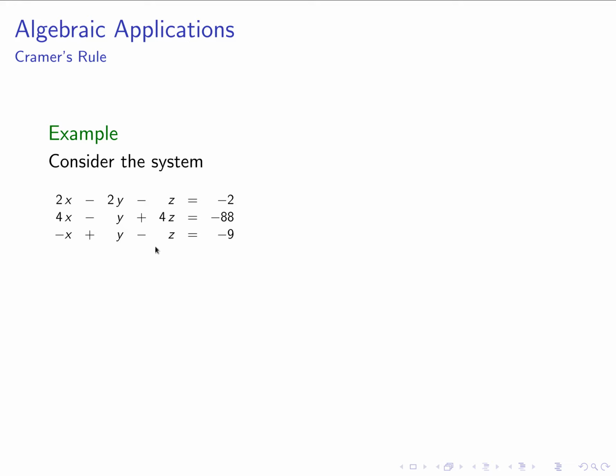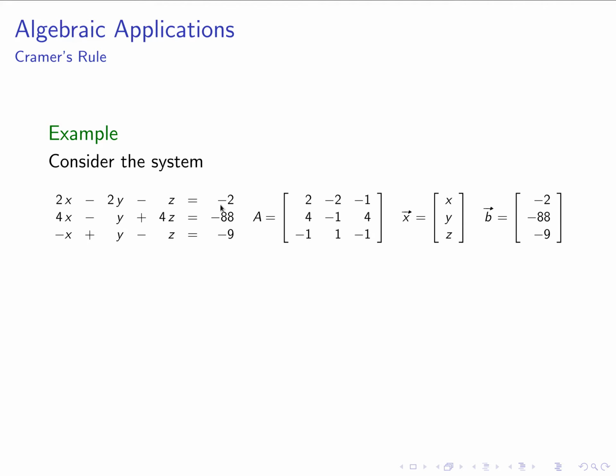So here we have a perfectly good system of 3 equations with 3 variables. This system of equations takes the form AX equals B, where A organizes all of the coefficients of the variables in the system. The vector X is organizing all of the variables in the system, so here the vector X is the vector x, y, z. And the vector B is organizing all of the constants to the right of the equal sign in this system. So here the vector B is the vector -2, -88, -9. So let's say that we wanted to use Cramer's rule to solve the system.